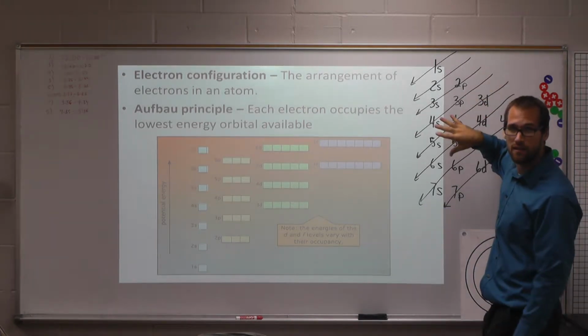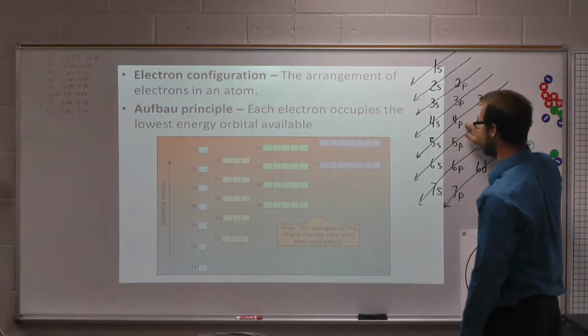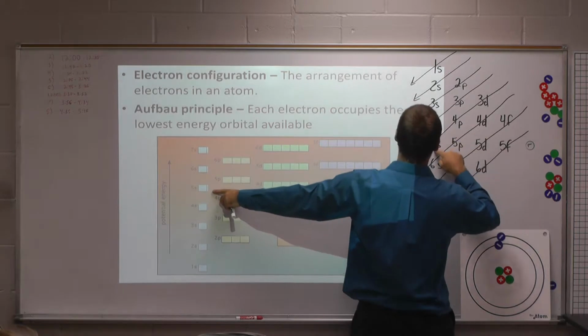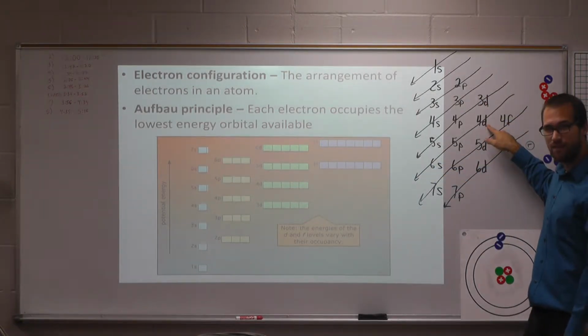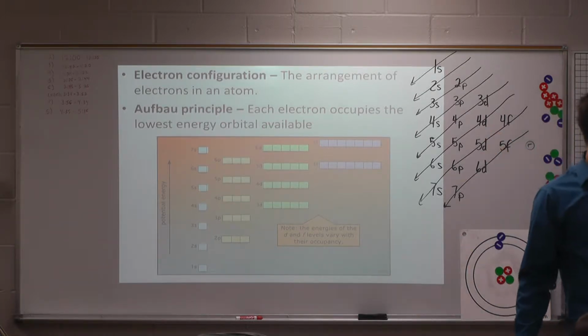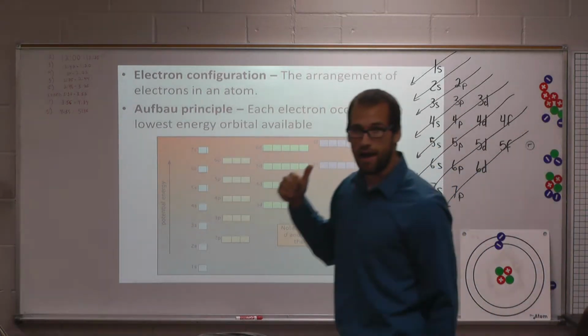Okay, I can keep going down. Where was I? 3d, 4p, that's right. 5s now comes before 4d. Everybody see it? So if I needed to figure out how many electrons or where the electrons in boron would be, we would use this. Okay? Questions on how to read that?